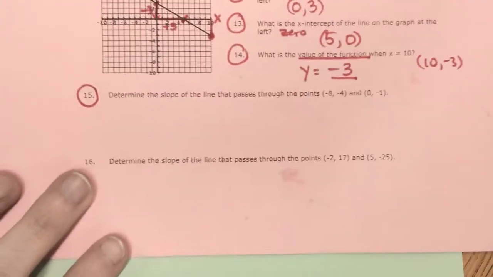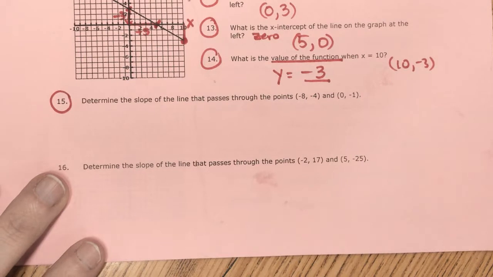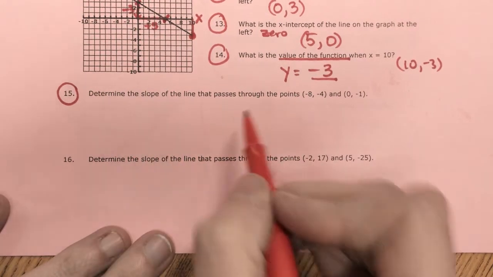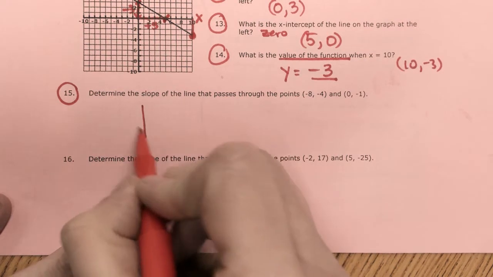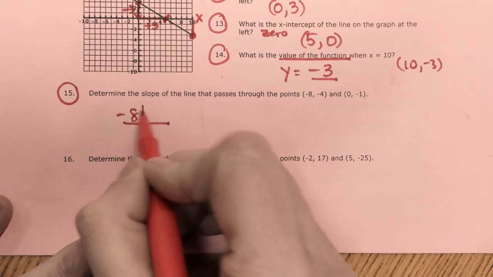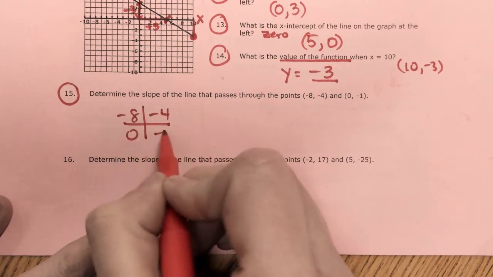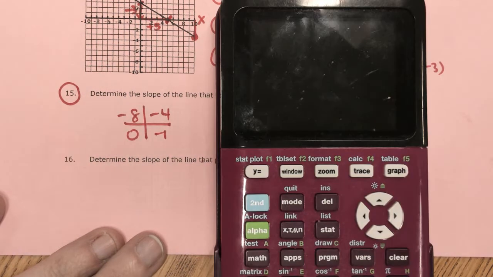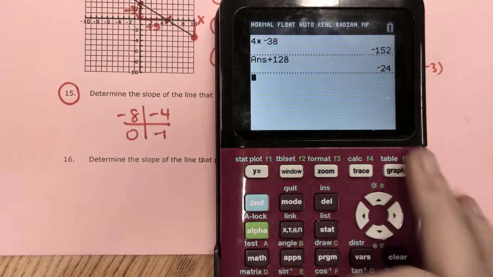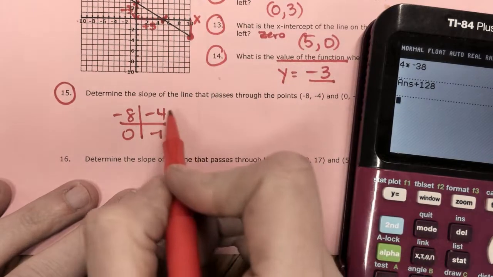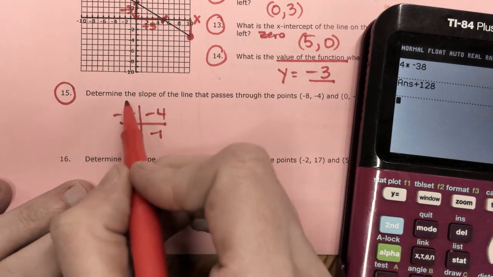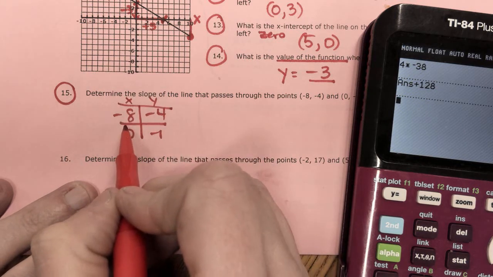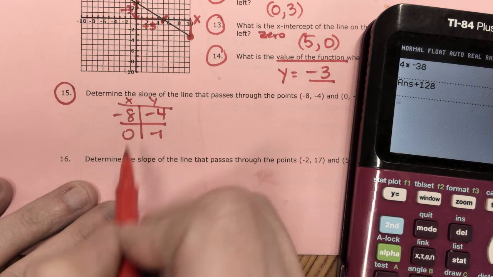Number 15 here says, determine the slope of the line that passes through the points (-8, -4) and (0, -1). There's a couple of ways I can do this. I can just make a little table, -8, -4, and 0, -1. I'm going to make a table anyway, but the method I'm going to use is my calculator. Of course, I could do the slope formula, which would be, and this is x and y, by the way, y2 minus y1 over x2 minus x1.